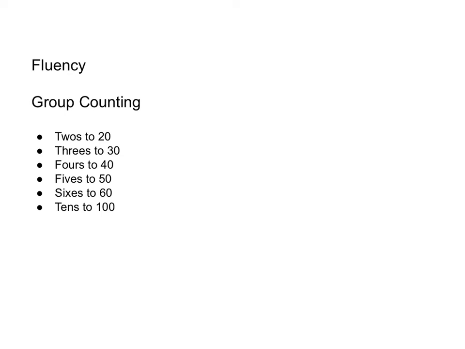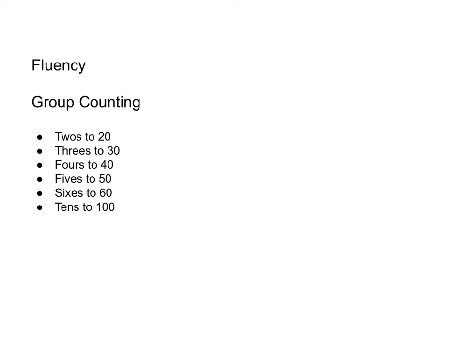Let's stop at 24 and go backwards. 24, 21, 18, 15. From 15, let's go forward. 15, 18, 21, 24, 27, 30. Good work. Let's go to 4s. 4s, we are going to go to 40.